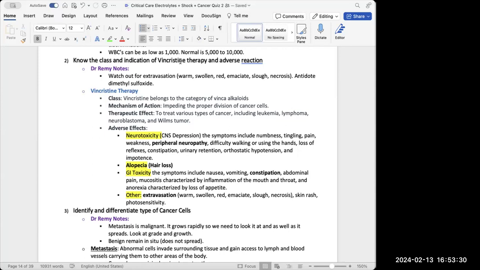dimethyl sulfoxide. I don't know if anyone else heard that. I don't know if I heard that correctly, but that's what I heard. It's correct. Okay, because I didn't know if I heard it right, but okay, that's good.